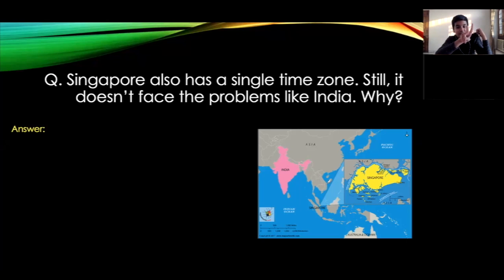Only 2 longitudes. Only a 4 minute difference between the east and the west. And India has a 2 hour difference between the west and the east. So you can see Singapore is over here, and over here the pink part is India.